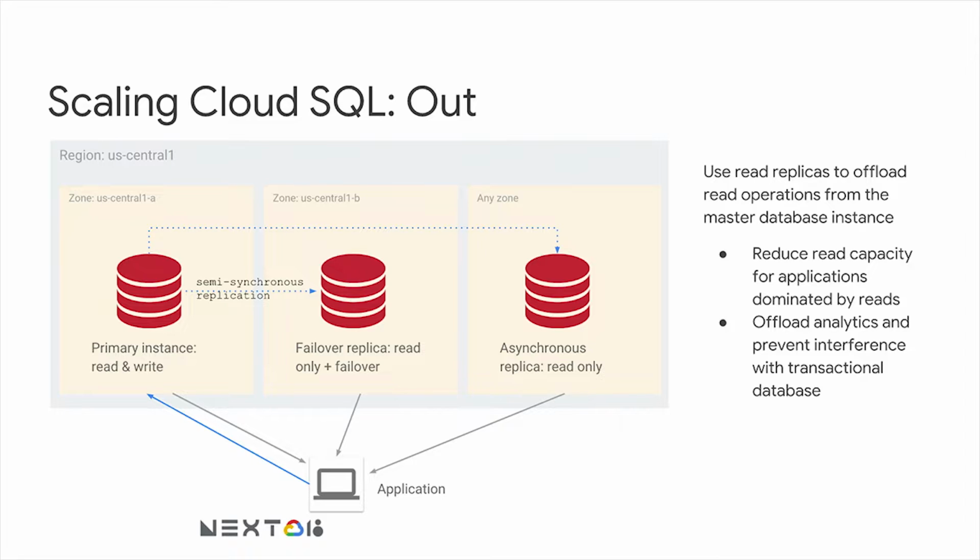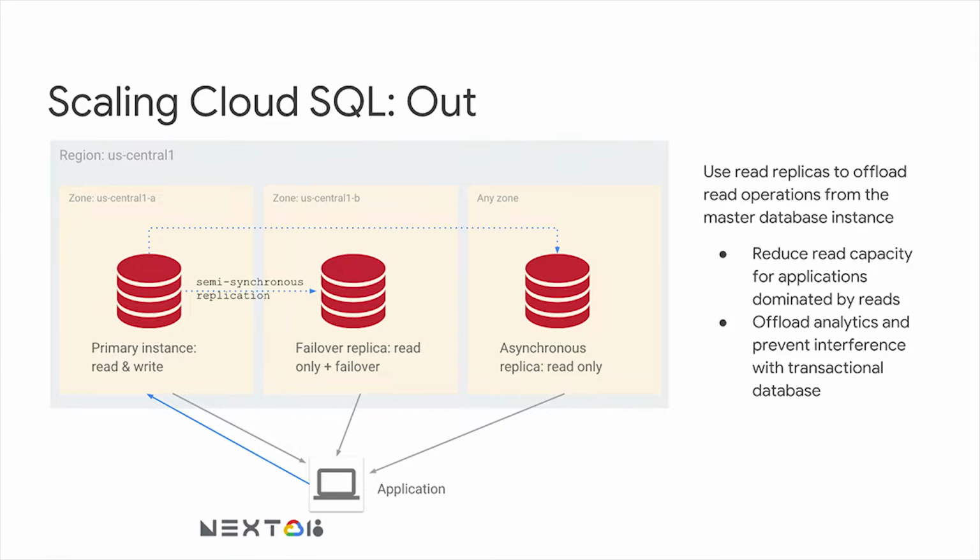So what you see in this diagram is a very common configuration. I have a high availability configuration. I have semi-synchronous replication between my primary instance and my failover replica. And I've also added an asynchronous read replica for read scale out. So I'm moving read load off of my primary instance so that it can focus on write load. And this is what we're talking about when we talk about Cloud SQL scaling out.